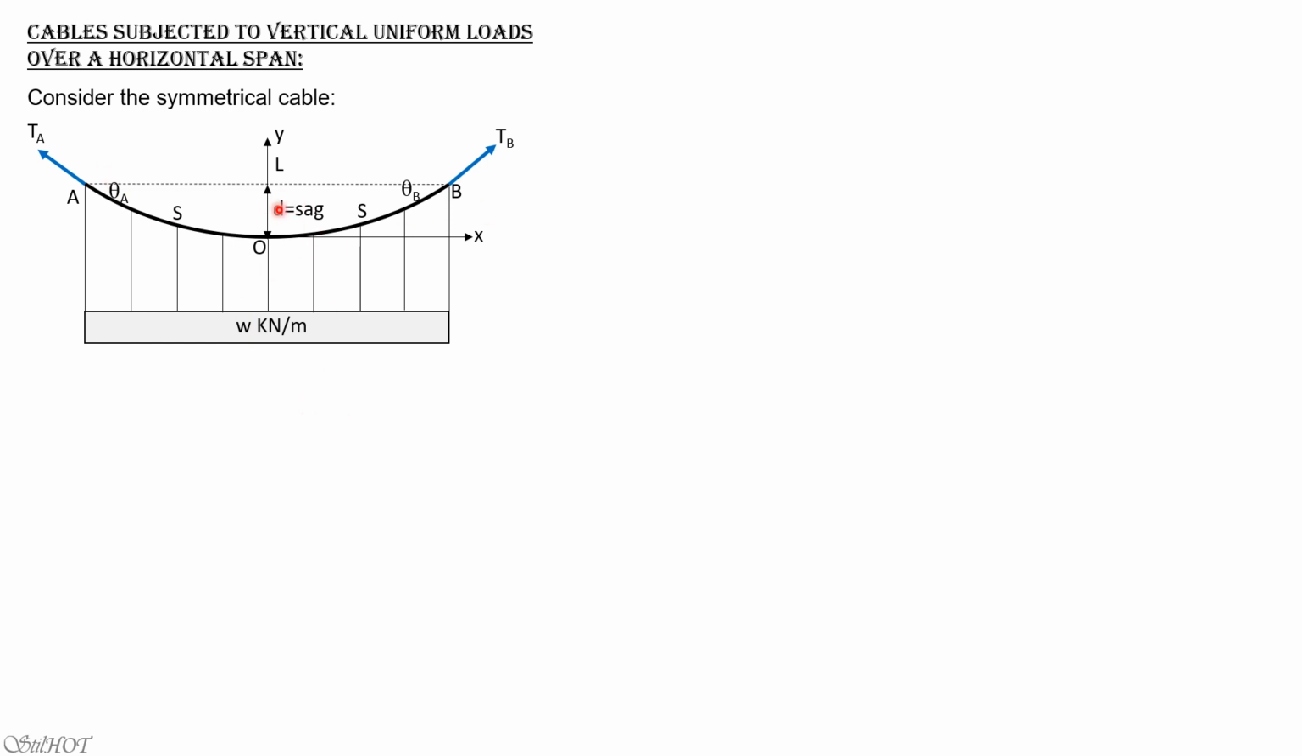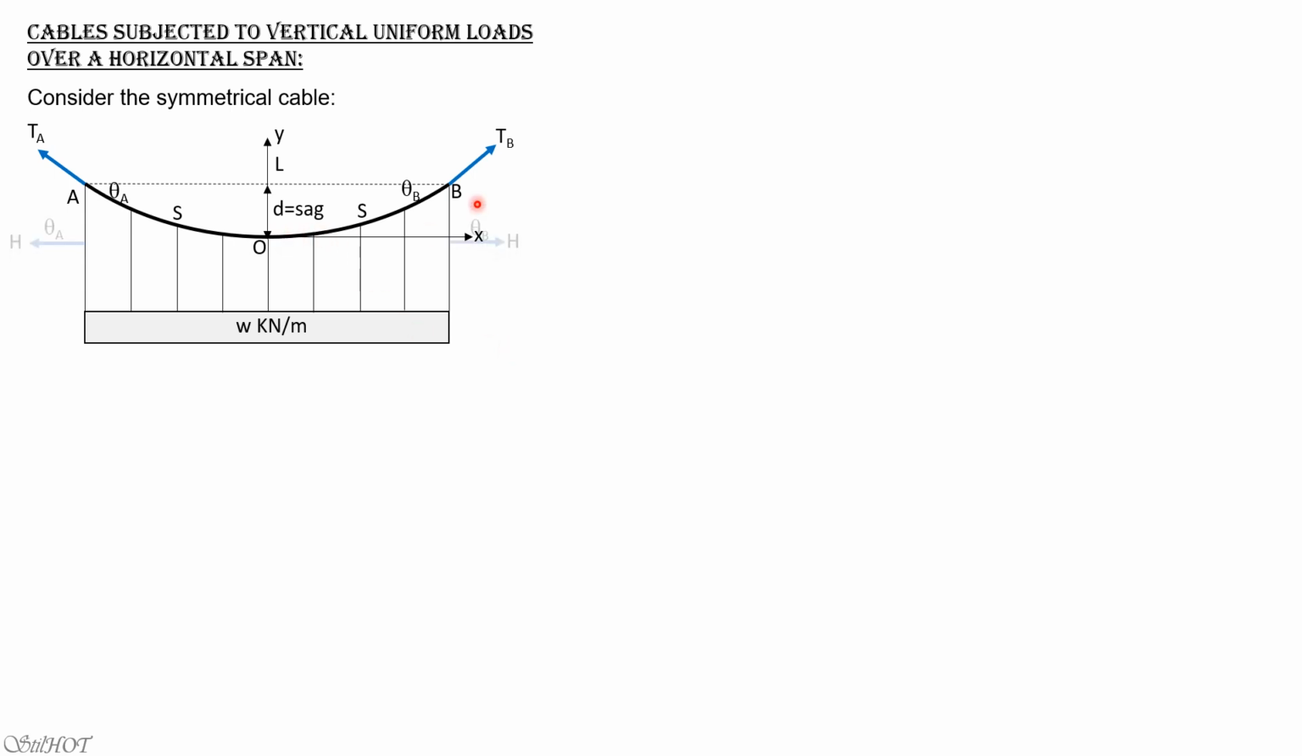So take note of the elements. The slope at A is theta A. The tension, of course, is T sub A. This is the y-axis. That's the x-axis. The lowest point on the cable is the origin. The vertical distance of point O from the imaginary chord, which is in this case horizontal because it is symmetrical, is denoted by D, which is the sag. Then we have theta B, which is equal to theta A because it is symmetrical. The length of the cable from point A to O is denoted by S, and from O to B is also S by symmetry.